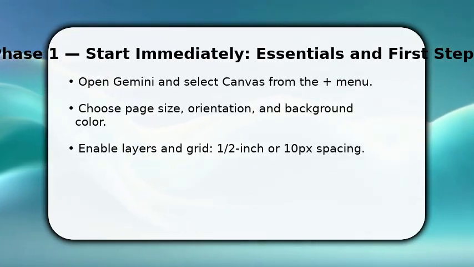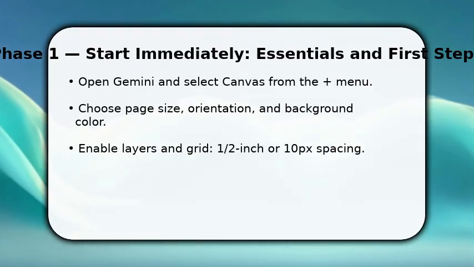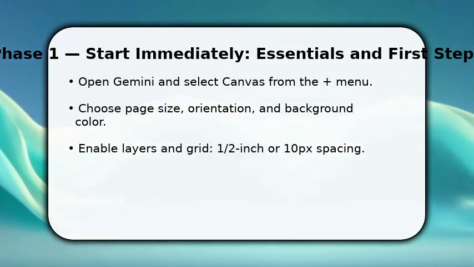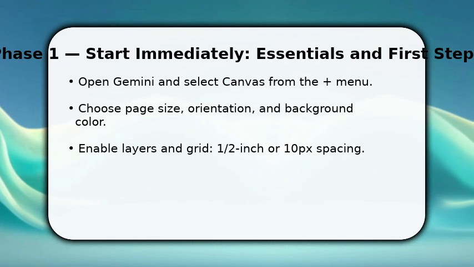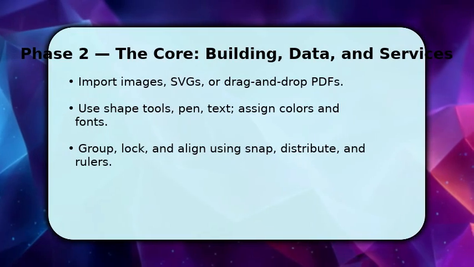Once done, enable layers and the grid, set 1/2 inch or 10px spacing for alignment. You should also turn on snapping. That way objects lock into place and save time when arranging shapes and images, making your first actionable steps efficient and precise.